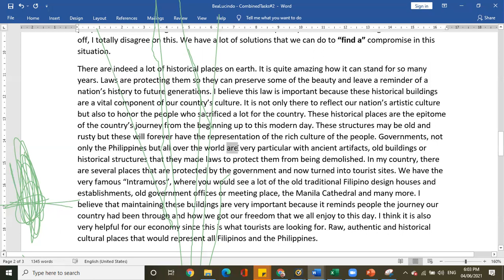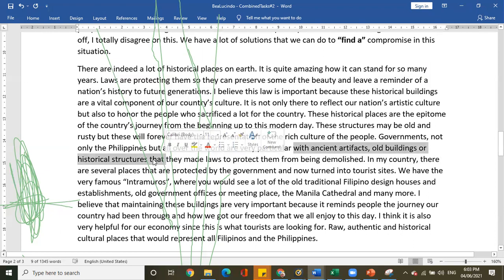That's a verb. The subject is here, governments. The verb is here. And then the object, very particular. And then there go the adjuncts: with ancient artifacts, old buildings, or historical structures.